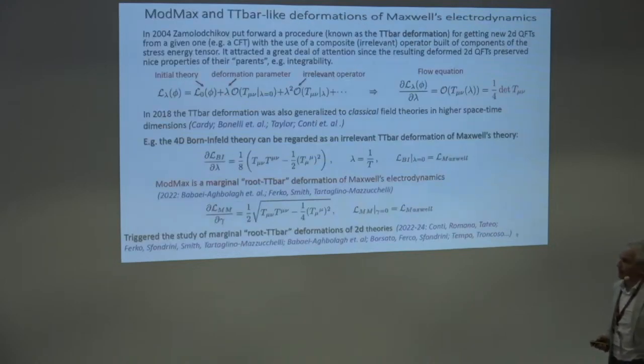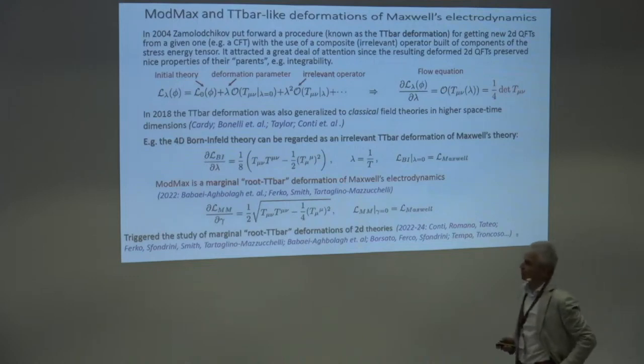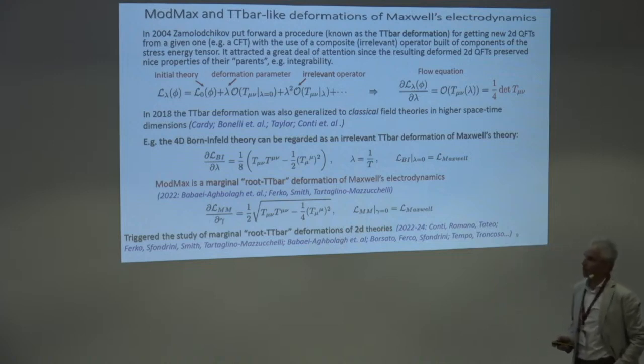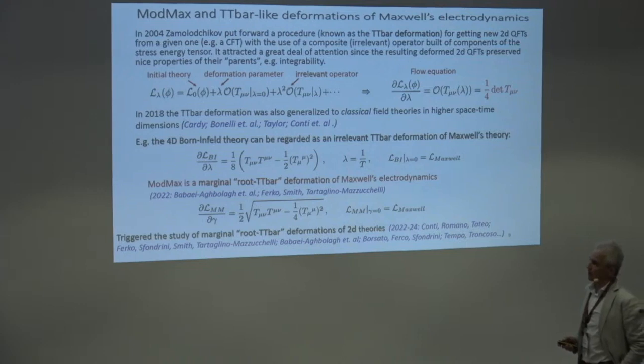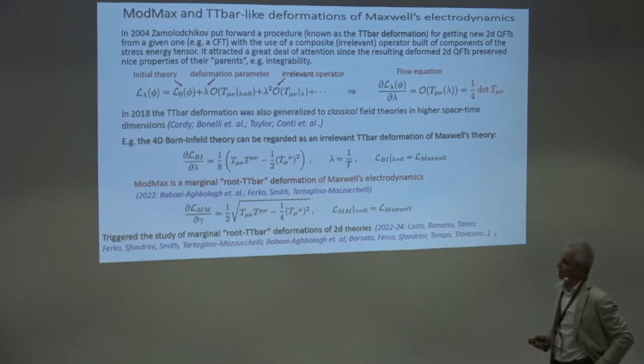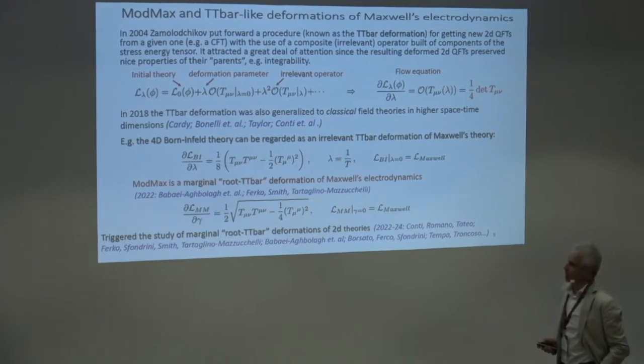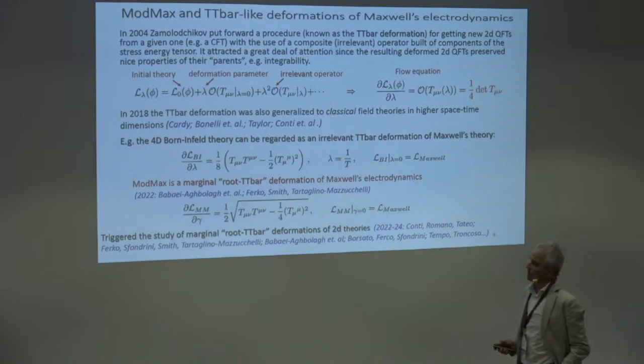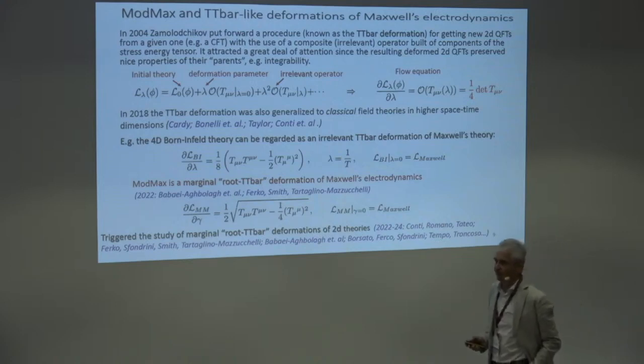Okay, now I think it's time to pass to the second part of my talk, which is related to the TTbar-like deformations in Maxwell's electrodynamics and, more generally, in different theories in various dimensions. It was triggered by the structure of the ModMax Lagrangian. So let me say just a few words about what TTbar deformations are and how they started.